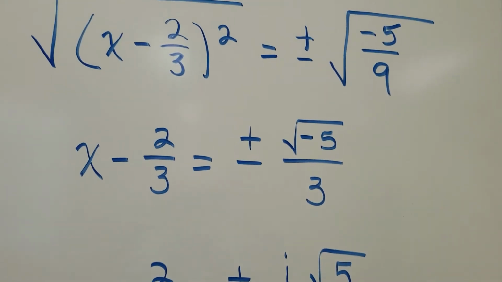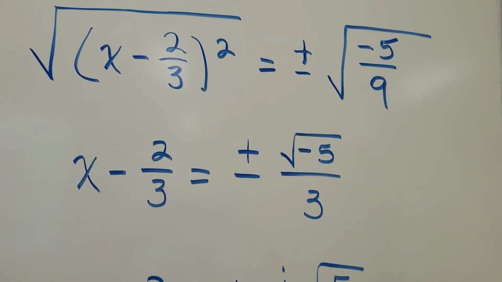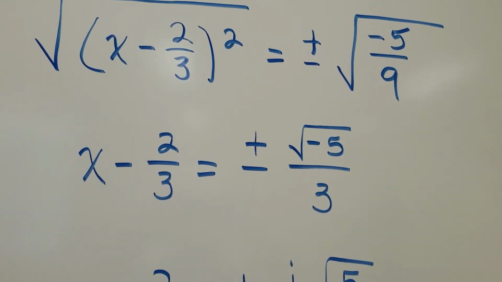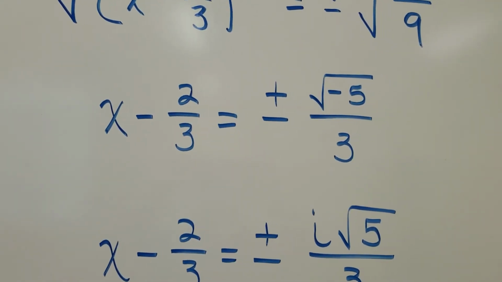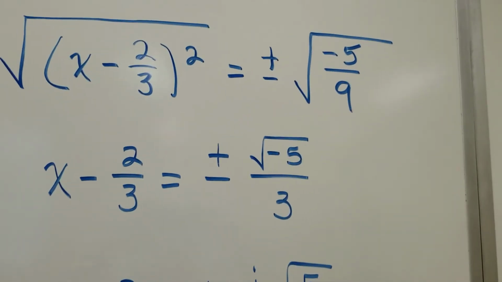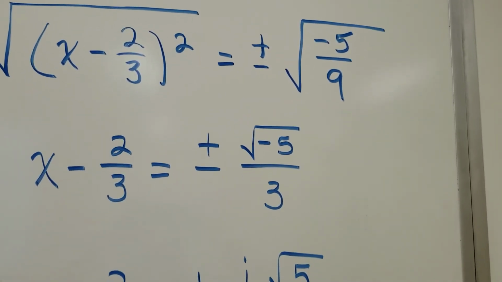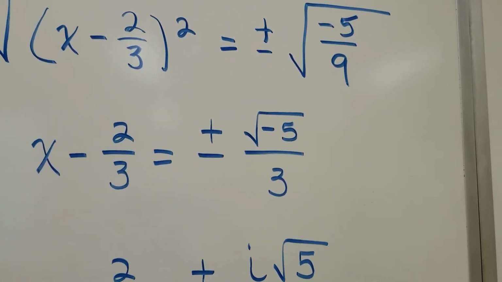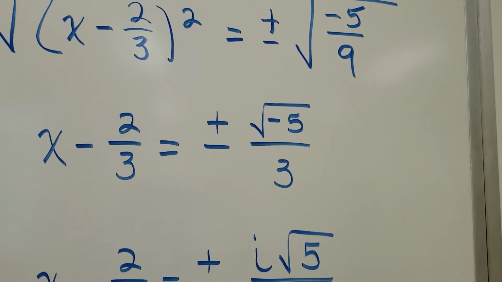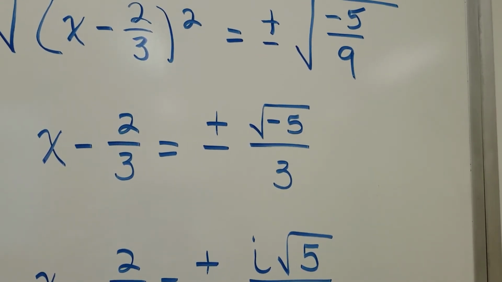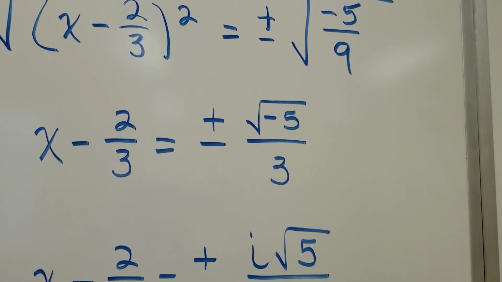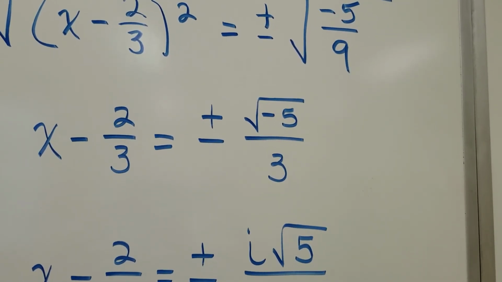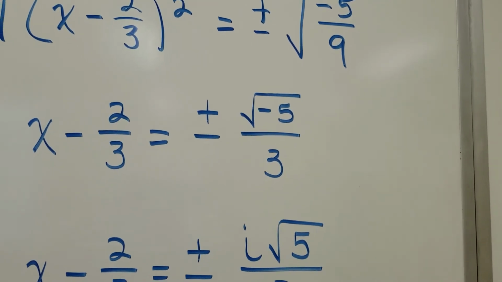So taking the square root, when you take the square root of something squared, the squared part just goes away. So you just have x minus 2/3 equal to plus or minus. When you take the square root of a fraction, you have to take the square root of the numerator over the square root of the denominator. Now, the square root of negative 5 we'll just leave alone for a second, and then the square root of 9 we know is 3, so that comes out from under the radical. It's just going to be 3 on the bottom there.